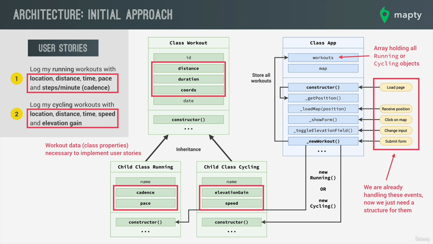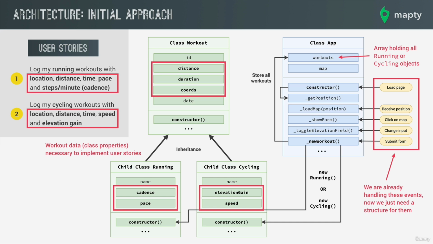Then, as we click on the map, we want a method called showForm. Then, as we change the input, we want a method called toggleElevationField. And then, and probably the most important one, is the event of submitting the form. And this new workout method will basically be the heart of this entire class, because this is the one that will create new running objects or new cycling objects. And of course, these objects will be built based on the data that's coming in from the form.